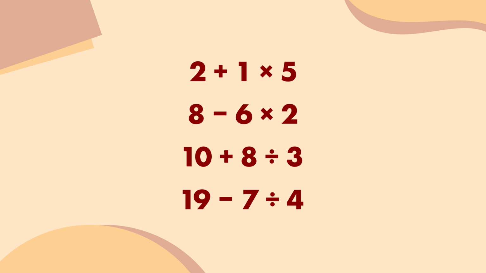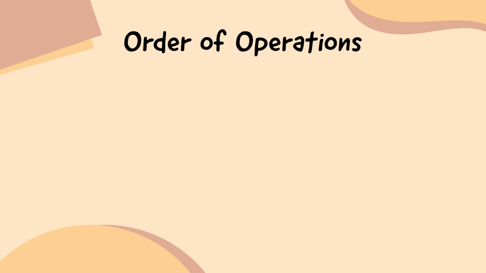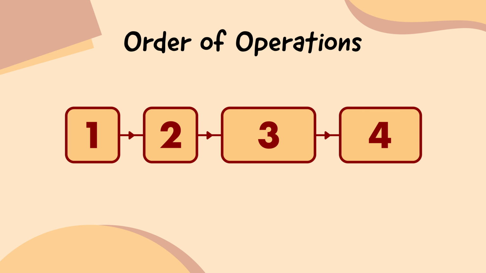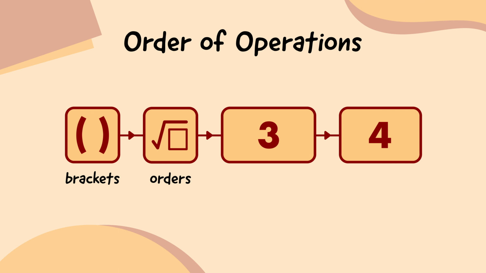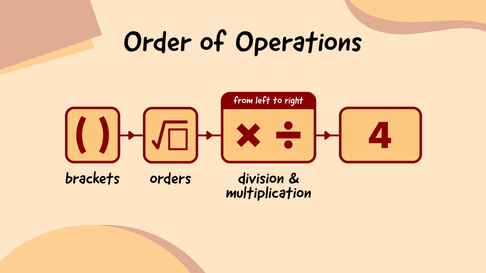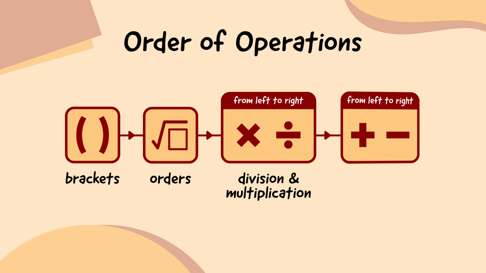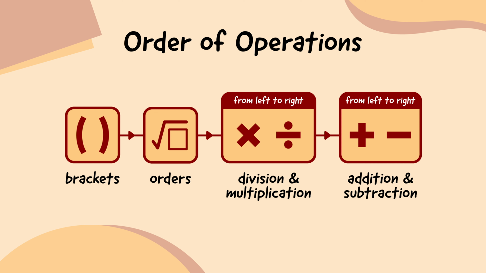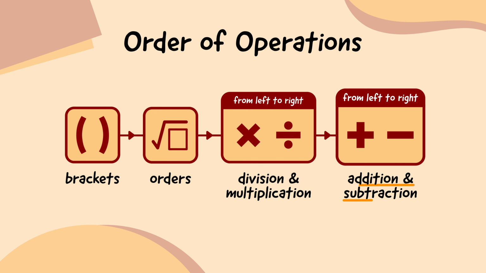Okay, so when we solve equations like these, we always need to solve them in a certain order. That's it. This special order is known as the order of operations, and it has 4 steps. First, we calculate anything that sits inside brackets. Next, we calculate the orders. That's things like powers and roots. Then we do any division and multiplication going from left to right. And finally, we do any addition and subtraction going from left to right. Okay, so the order is brackets, orders, division and multiplication, and addition and subtraction.